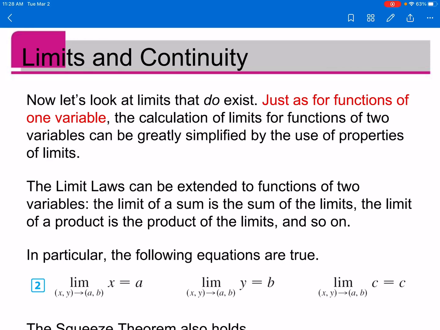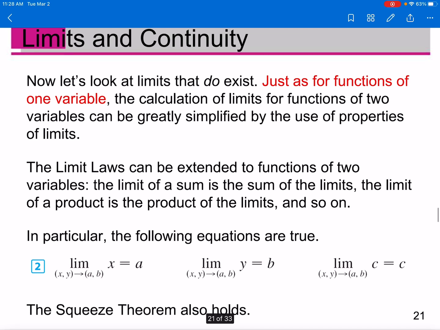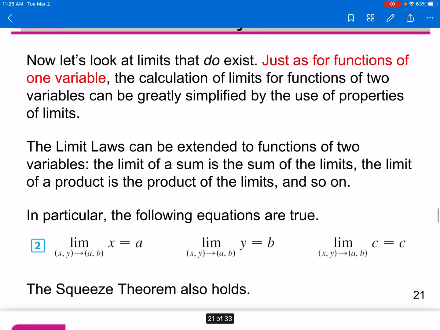Now we want to look at the limit and continuity, okay? Just the continuity part. Just as for functions of one variable, the calculation of limits for functions of two variables can be very simplified by the use of properties of limits. All right. So, as we know, examining continuity, we need to use limits as well.